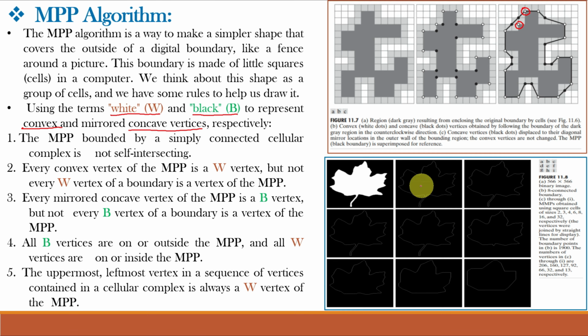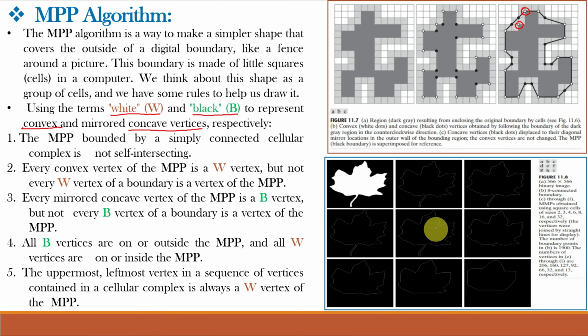The number of boundary points used in this figure is 1900, and it goes on decreasing from 1900 to 206 boundary points, 160, 127, 92, 66, 32 and 13 boundary points. And we can see here that as we go on decreasing the boundary points, the polygon becomes smaller. So figure E, which has 127 vertices, retained all the major features of the original boundary while still achieving a data reduction of over 90%.